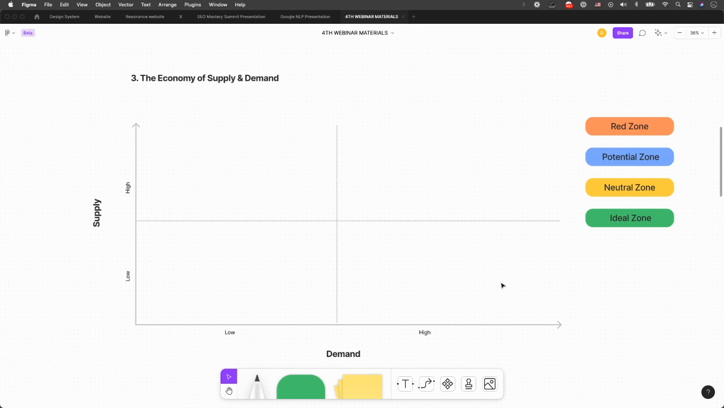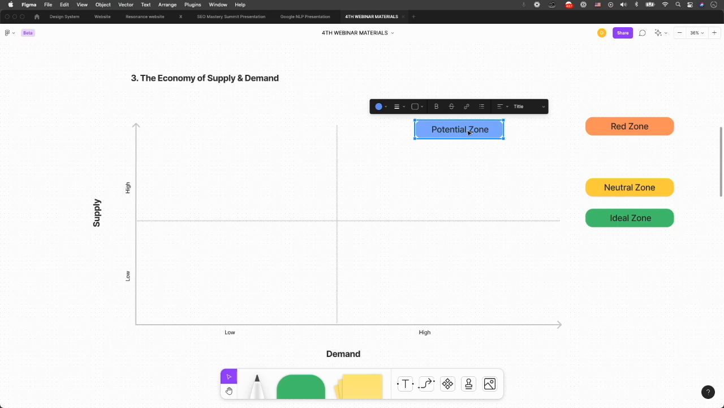So let's say an industry like construction. Now, construction is a very big industry, right? In the construction industry, usually the demand for construction is very high. So here's demand, here's low, here's high, and the supply for construction is also very high. So high and high, it will go into this zone, and I call that the potential zone, right?